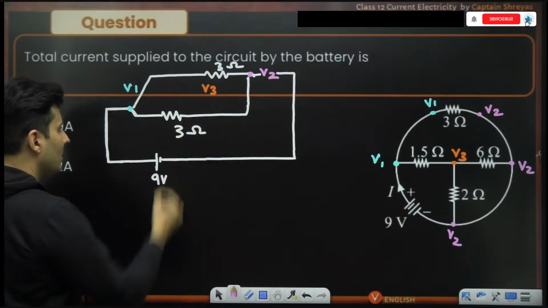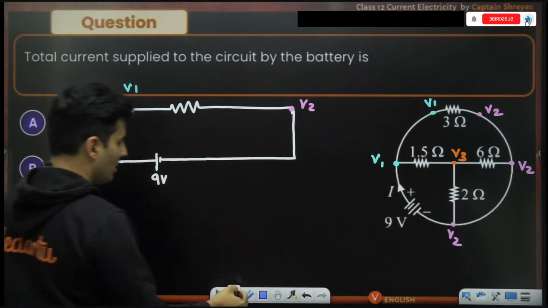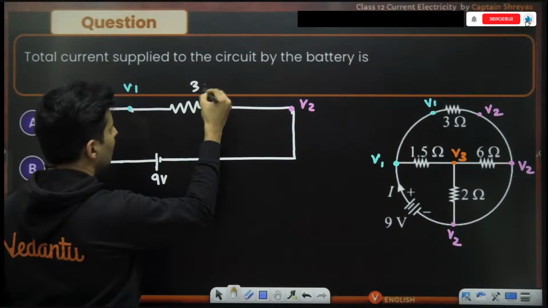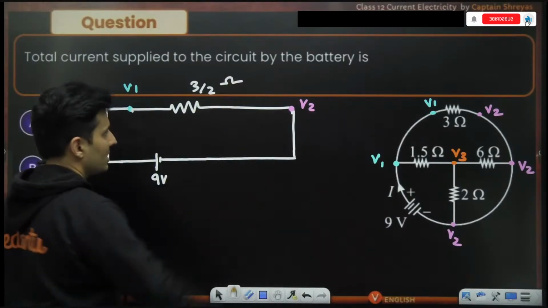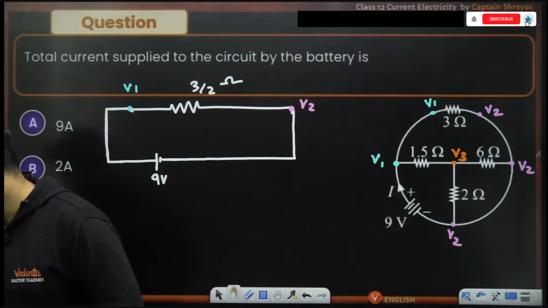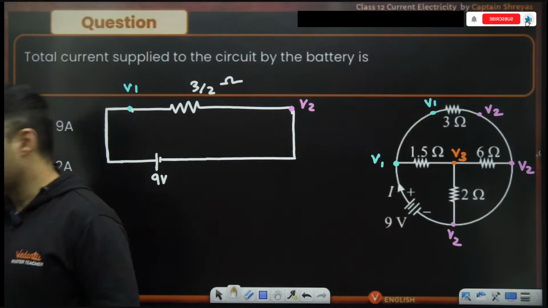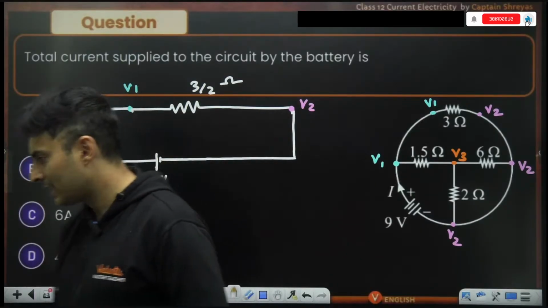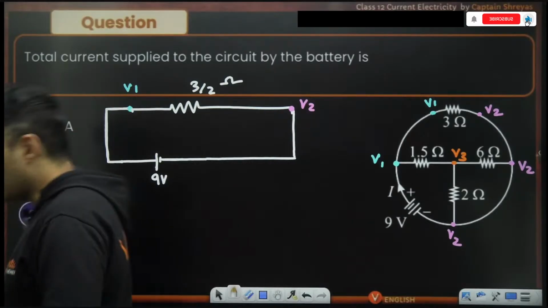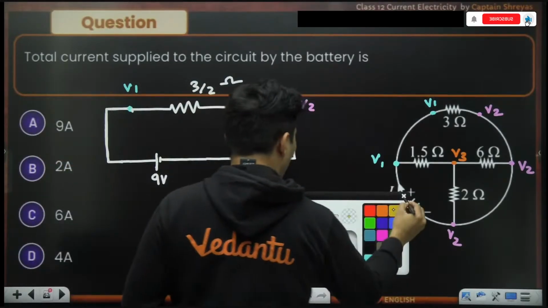So 3 and 3 in parallel, what will happen? It will become 1.5, or 3 by 2 ohms. Is that fine now? This will be 3 by 2 ohms. Perfect. Everyone? Great. Now, what do we do now?